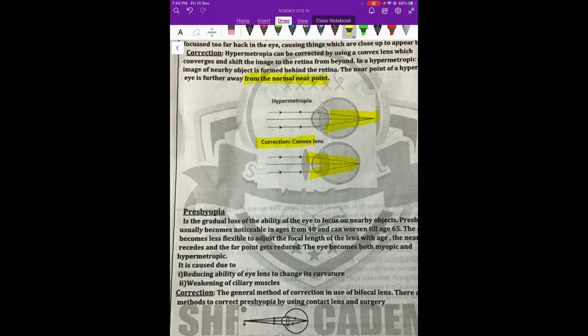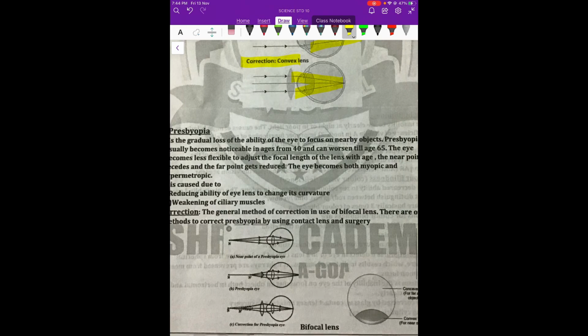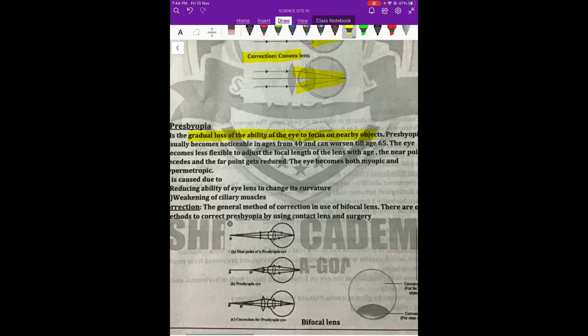There is a third defect which is called presbyopia. Now presbyopia, if we define it, is nothing but the gradual loss of the ability of the eye to focus on nearby objects. What does it mean? When we discussed the eye, we said it is a natural optical device, and because of the movement of the ciliary muscles, the focal length is adjusted according to the distance of the object. It is done naturally, automatically.